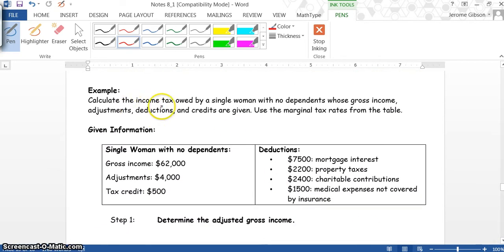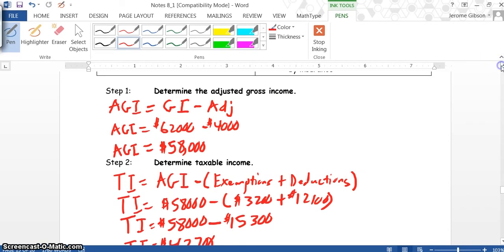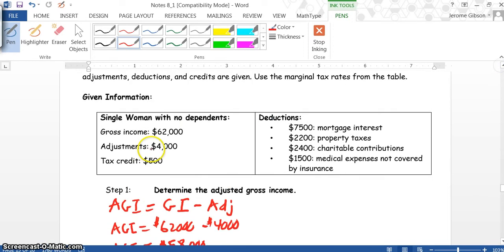Now it says, example, calculate the income tax owed by a single woman with no dependents whose gross income, adjustments, deductions, and credits are given. Use the marginal tax rate from the table. Okay, class, and determine the adjusted gross income. I took the liberty of listing some of these items here. So AGI, adjusted gross income, is equal to the gross income minus adjustments. Now, if you look here, our gross income is $62,000 and the adjustments is $4,000.